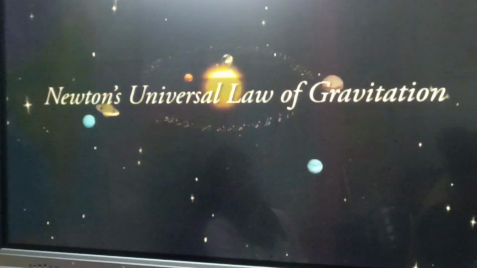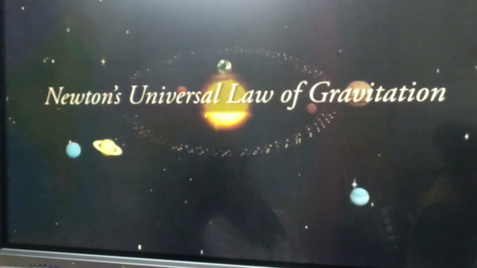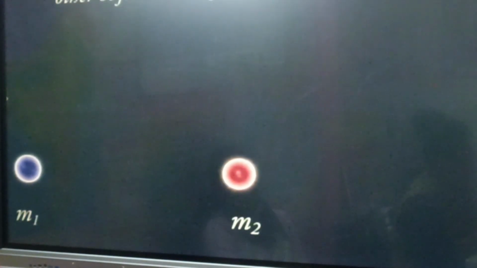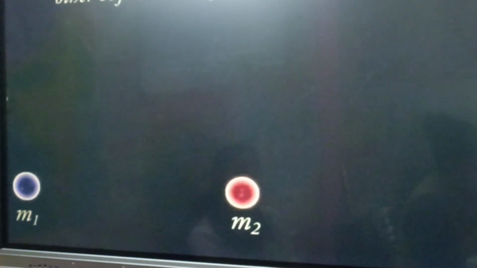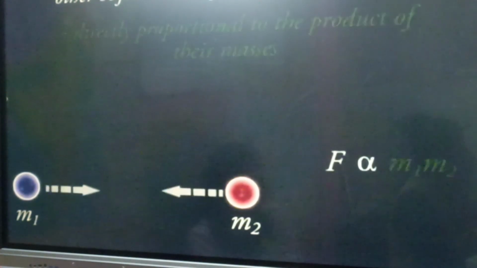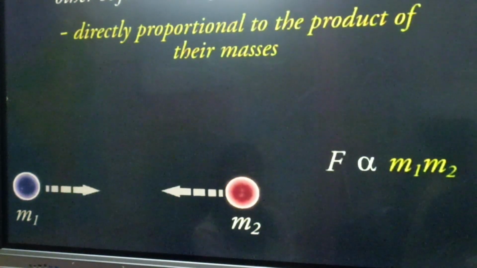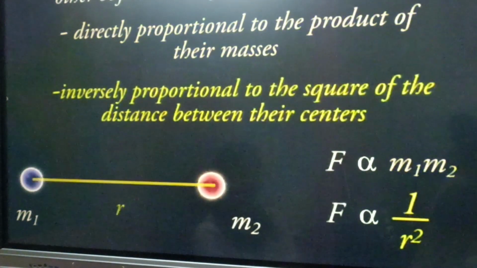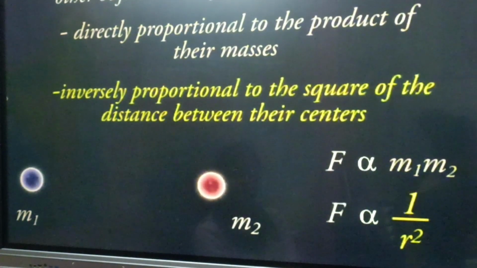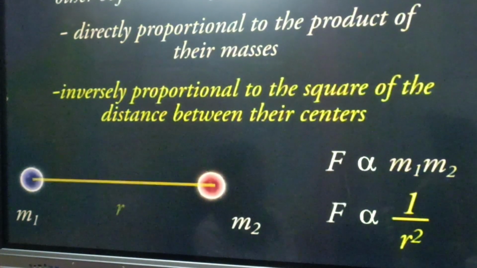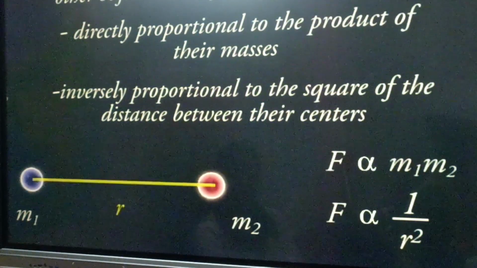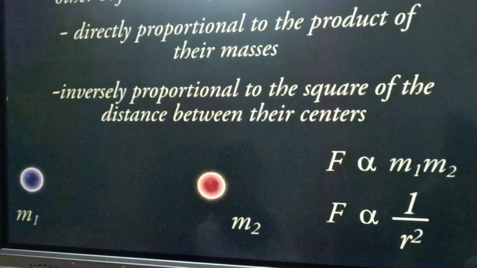Newton's universal law of gravitation. Every object in the universe attracts every other object with a force which is directly proportional to the product of their masses and inversely proportional to the square of the distance between their centers. The direction of the force is along the line joining the centers of the two objects.